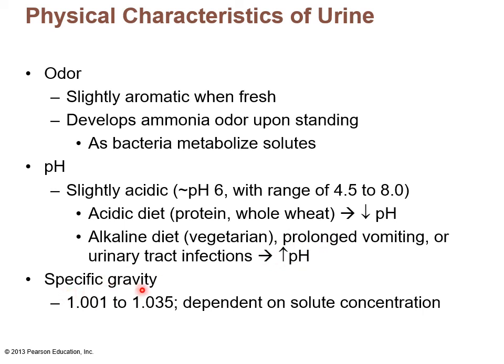Specific gravity is a unit that measures concentration of urine. These are the ranges, but these are extreme. Most urine samples fall in the range of 1.010 to 1.020. If it's down low, that means it's very dilute, almost like water, because water's specific gravity is 1.000, so very few solutes there. And if it's 1.035, then it's really concentrated.